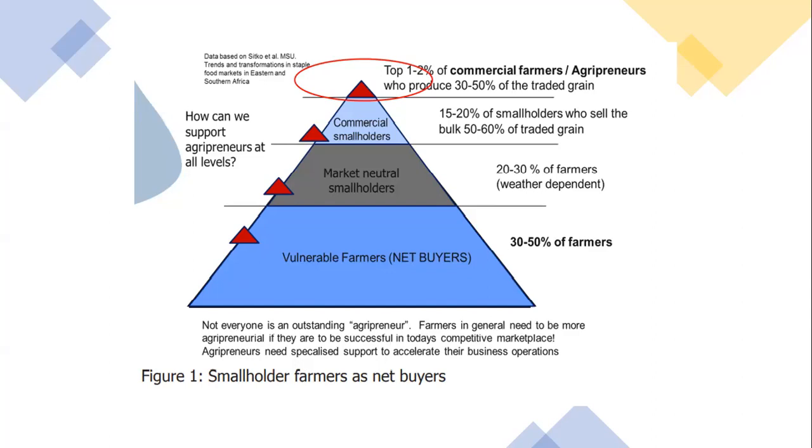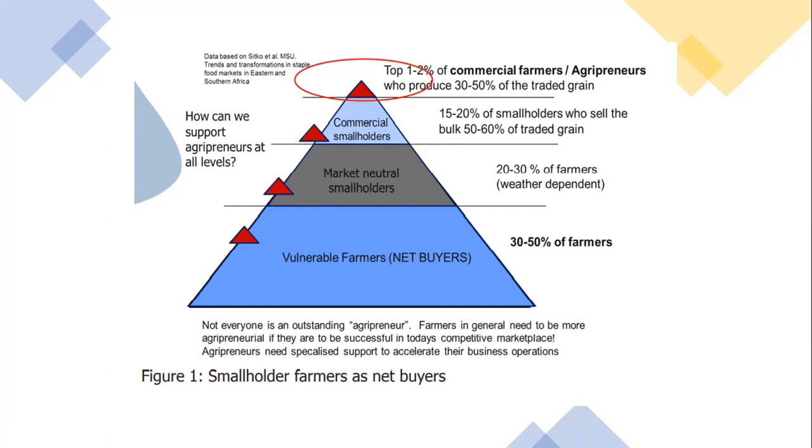They depend on the weather, right? Some smallholder farmers are like this. These people are waiting for water, waiting for rainfall to start farming, right? They cannot access markets because they are neutral, because they are dependent on the weather. So if it is not raining, they cannot cultivate. Therefore they are neutral in the market. Normally around 20 to 30% of farmers are weather dependent, right? So they are not net buyers. They depend on the weather.